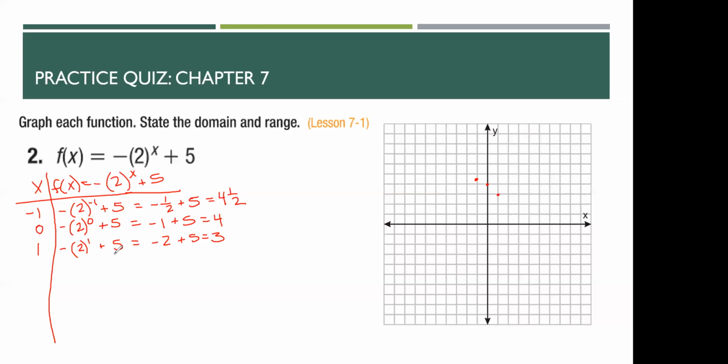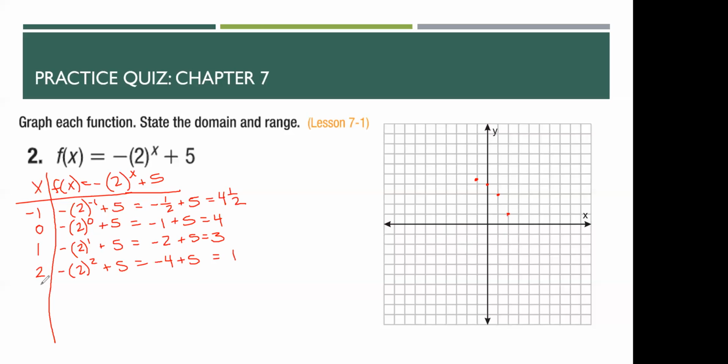Okay? And then we can also put a couple more points. When x is 2, I put 2 as my exponent. So then I've got 2 to the second power, which is 4. Then negative times 4 is negative 4, plus 5, which is a positive 1. So when x is 2, f of x is positive 1.